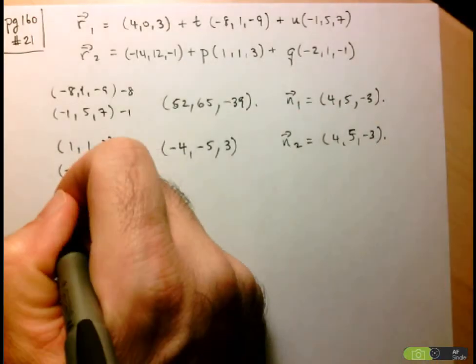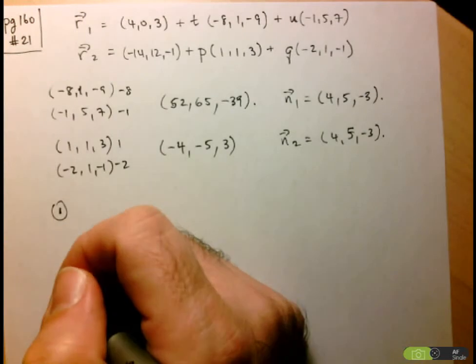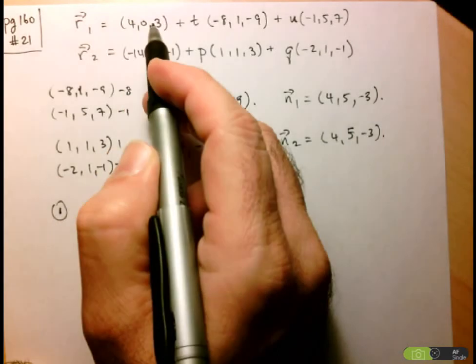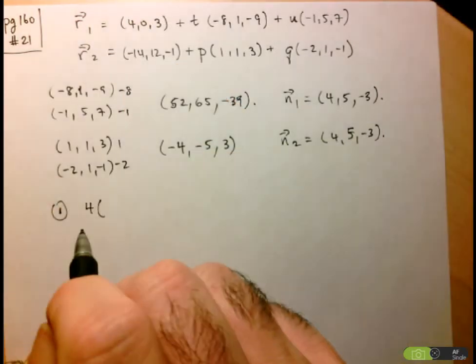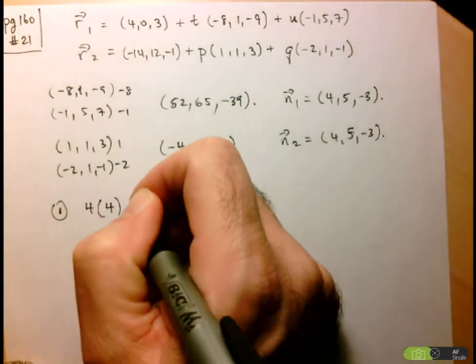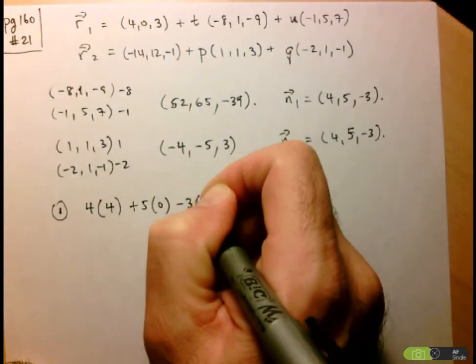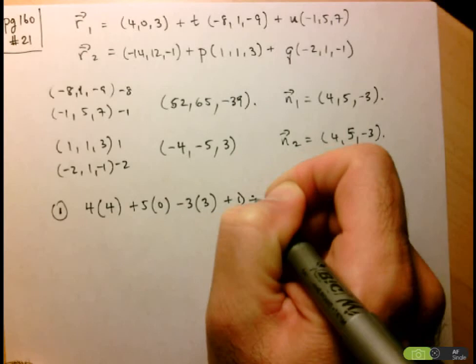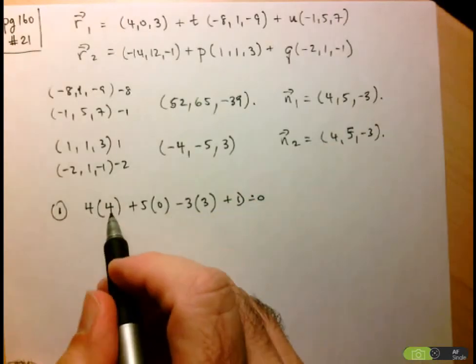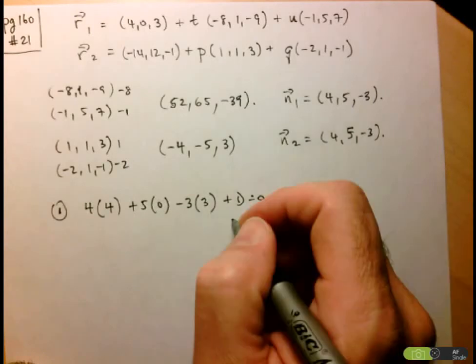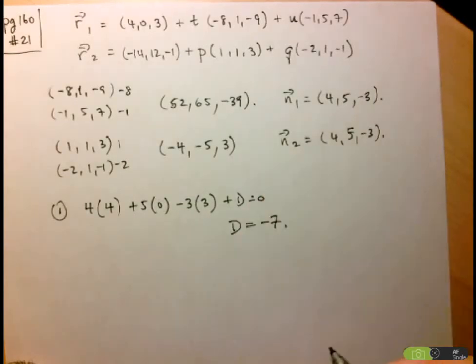So let's start with plane 1 and calculate the d value. We've got 4, 0, 3 is on the plane, so I'll use that point. So 4 times 4 plus 5 times 0 minus 3 times 3. Here we have 16 minus 9 is equal to 7, so d is equal to -7.